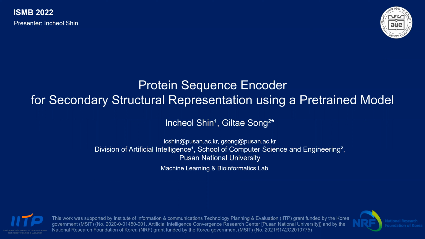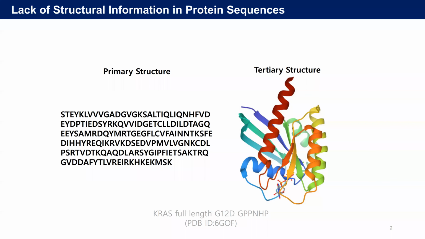Today, I'm going to talk about a protein sequence encoder for secondary structure representation using a pre-trained model. In drug discovery, a protein is one of the most important targets. And these days, machine learning is popularly used for drug discovery.